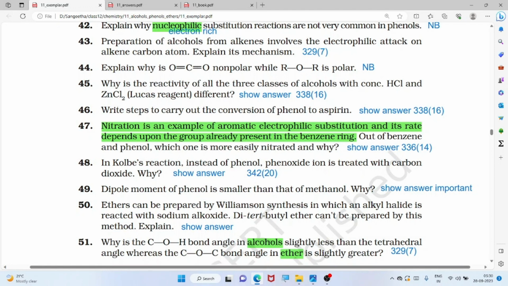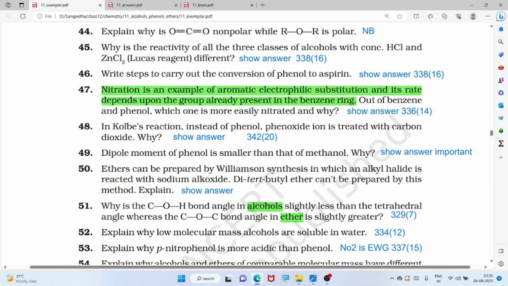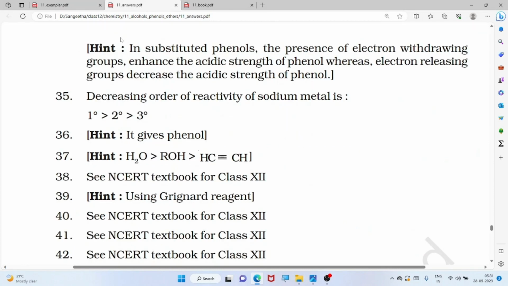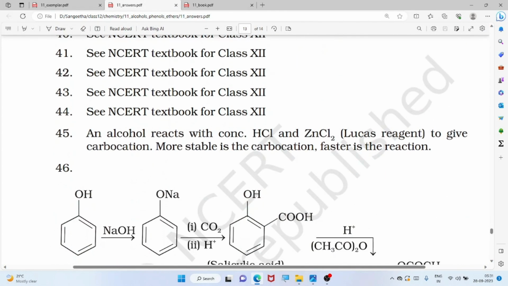Why is the reactivity different for all three classes of alcohols with concentrated HCl and zinc chloride? This HCl plus zinc chloride is Lucas reagent. The alcohol reacts with Lucas reagent to give a carbocation. The more stable the carbocation is, the faster the reaction will be.